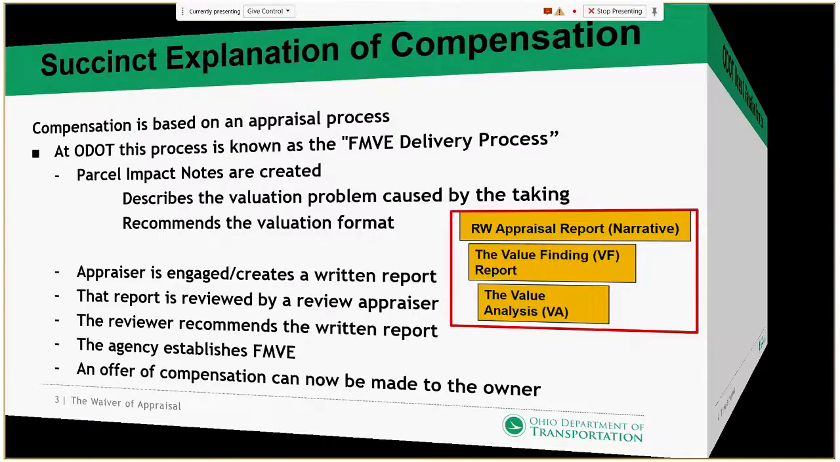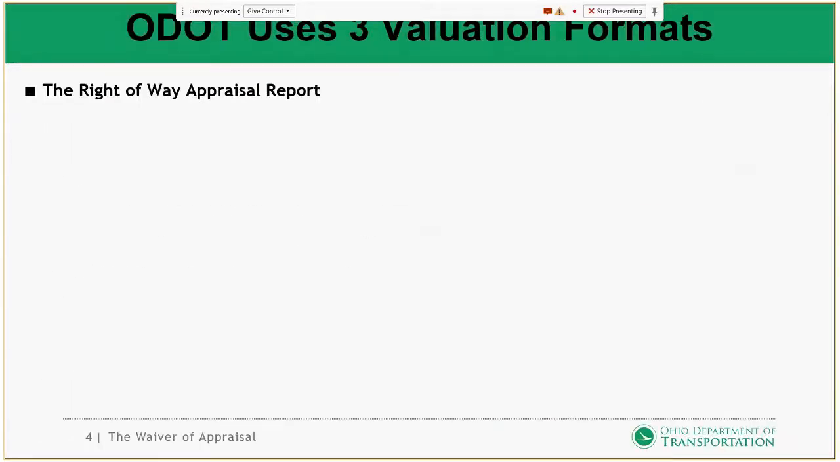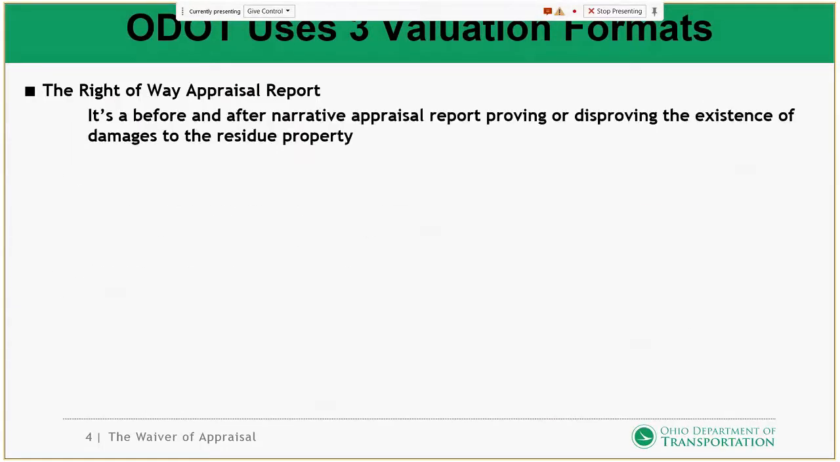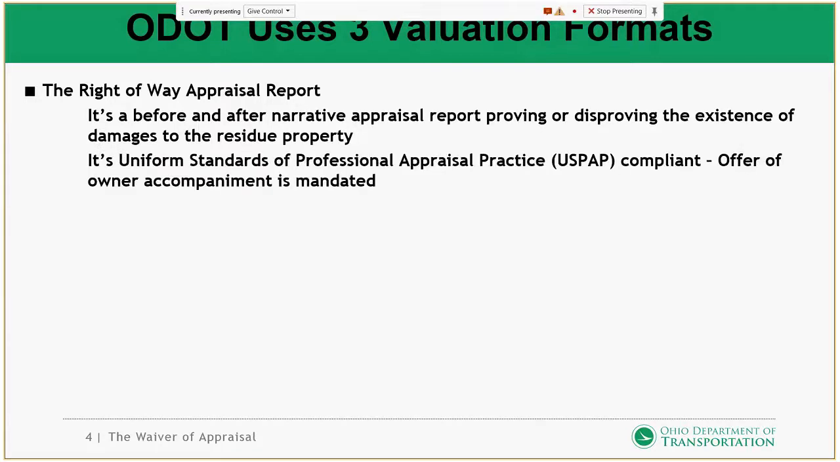We use three valuation formats at ODOT. The first one, as we've already discussed, is the right-of-way appraisal report. It's a before and after narrative appraisal that prove or disprove the existence of damages to the residue property. It's USPAP compliant. USPAP is another acronym, Uniform Standards Professional Appraisal Process, and we offer the owner accompaniment, which is mandated by 49 CFR.